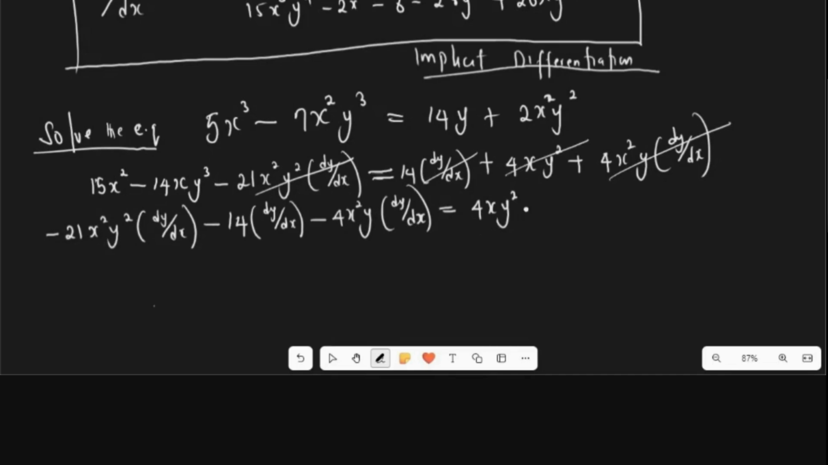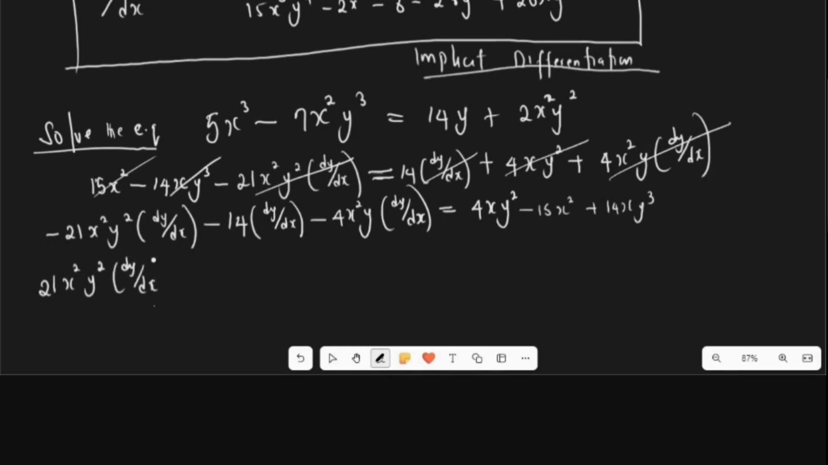Minus 15x squared plus 14xy cubed. Anything else? Let's check. Okay, everything's gone. So now we can multiply all through by negative one, or divide all through by negative one. So we can have 21x squared y squared, and then you have your dy over dx.